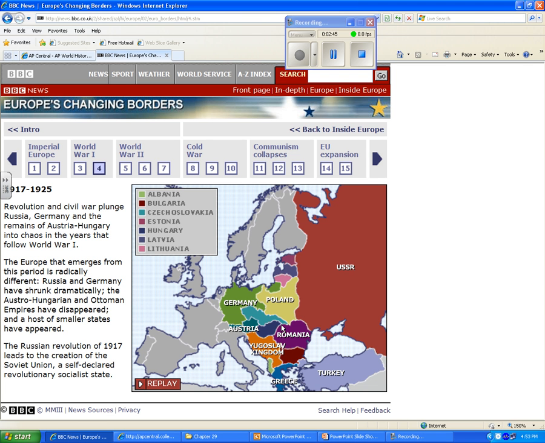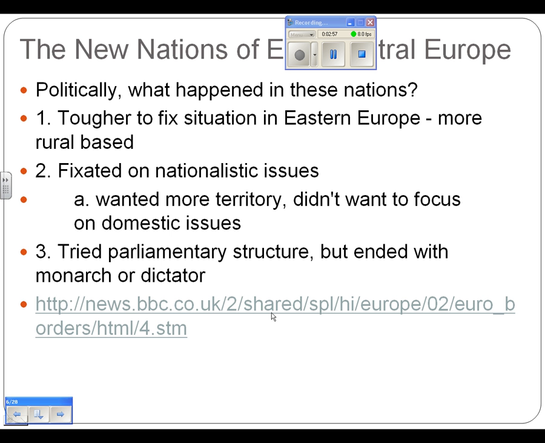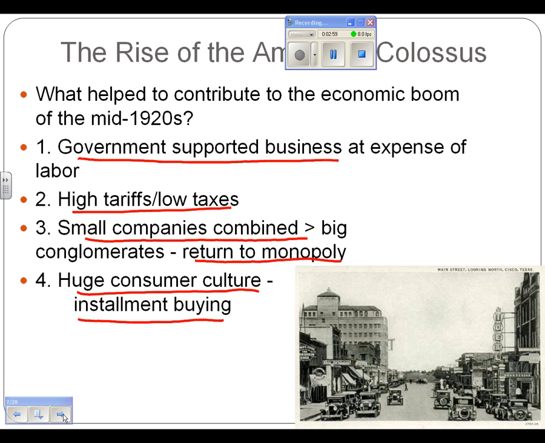So each of these places is, for the most part, agricultural and very, very concerned about trying to expand their borders, but not taking care of their domestic issues. Okay? So what about the United States? What helped to contribute to the economic boom of the United States in the mid-1920s? First off, government-supported business, often at the expense of labor. In other words, workers don't see their conditions increase that much, but the businessmen are getting wealthier. High tariffs and low taxes.